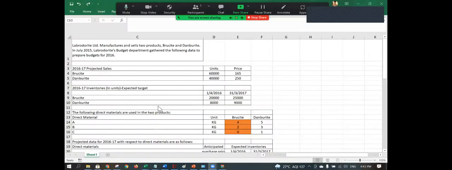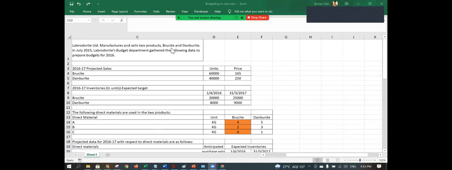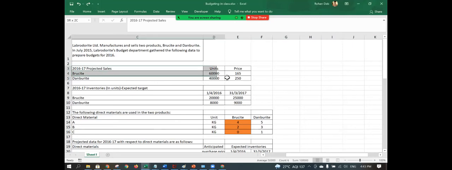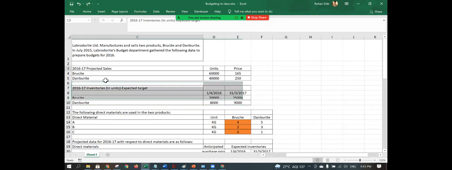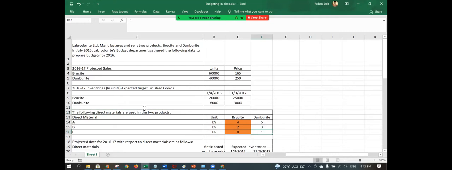Okay, so this is the question. Labradorite Limited manufactures and sells two products, brucite and danbrite. And these are the givens. Projected sales is given. Inventory is given. So this is the inventory of the units sold, and this is the inventory of finished goods. Then it says the direct material is given, the number of kgs per unit is given.